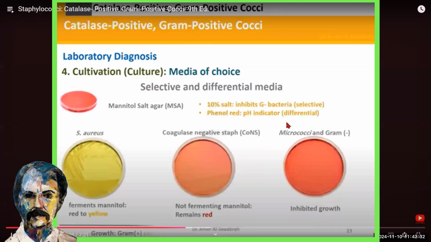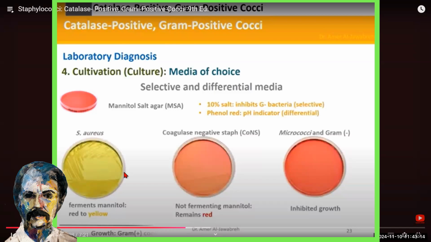And this is again, we can repeat this, that is mannitol salt agar, where the 10% salt is an inhibitor that makes it selective. But Staph aureus is halophilic. What is halophilic? It can tolerate salt. Plus, we have phenol red as a pH indicator, and this makes the media change from red, the original color, into yellow, because S aureus, like any bacteria, produces waste, and this waste is acidic and changes the pH. So the color changes from red to yellow.